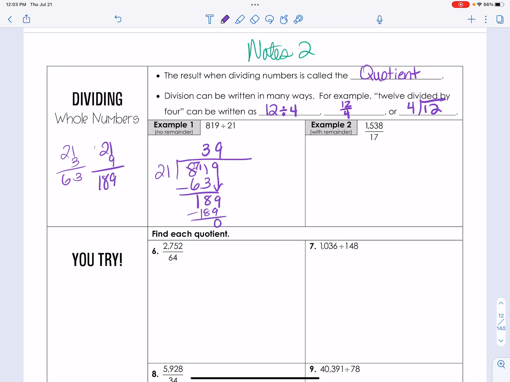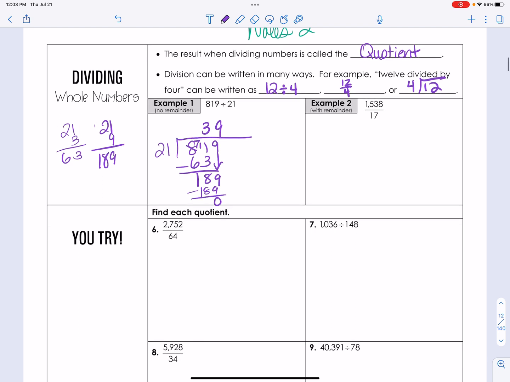Okay, and so now not everything always goes in evenly. So I do want to show you a trick with the remainder, just so that you can make your life a little easier. In last chapter, you were told to put a decimal point and keep going. But I'm going to show you an easier method.